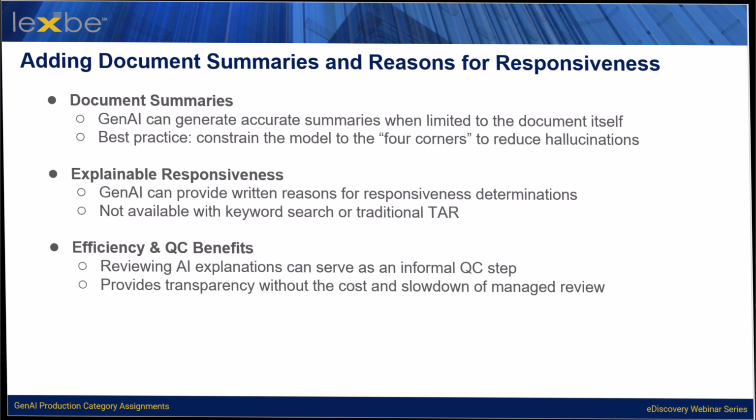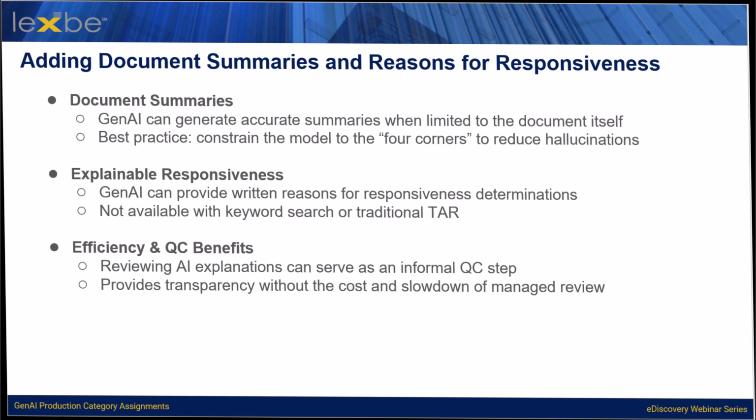The workflow and the GenAI prompt can be instructed to return a document summary as well. This can be done very accurately when the subject document is loaded into the document prompt and the summary is not relying on general training of the model, which would then be more subject to hallucination. The best practice here is to instruct the model to look only at the 4 corners of the document for its summary and to not apply any trained knowledge outside of the document or supplement a response with a web search.